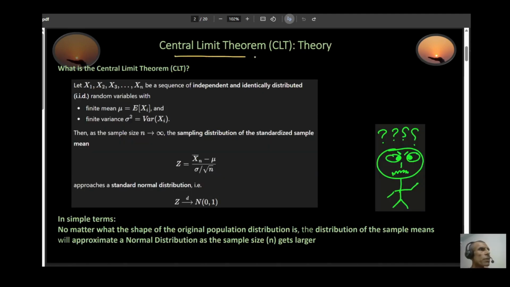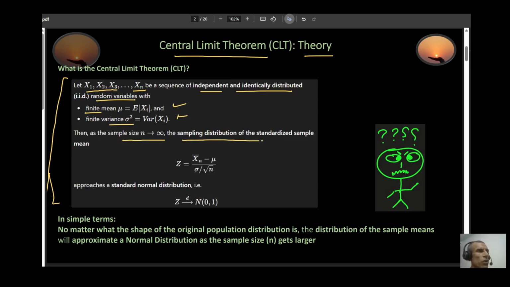So, central limit theorem, let's understand the theory first. This is the official definition of the central limit theorem. Let x1, x2, x3, all the way up to xn be a sequence of independent and identically distributed random variables with a finite mean and a variance given by these expressions. Then, as your sample size gets bigger and bigger, the sampling distribution of the standardized sample mean, which would be this right here, will approach a standard normal distribution.